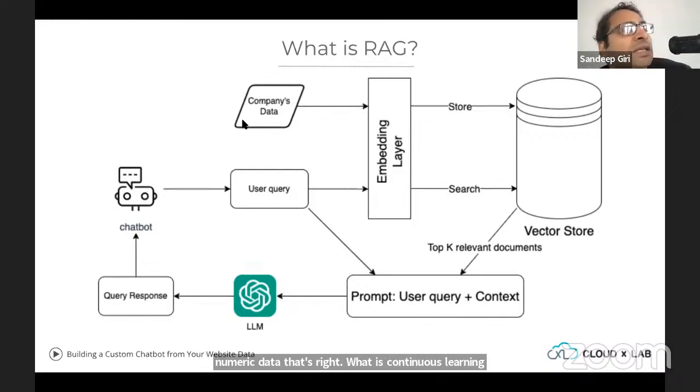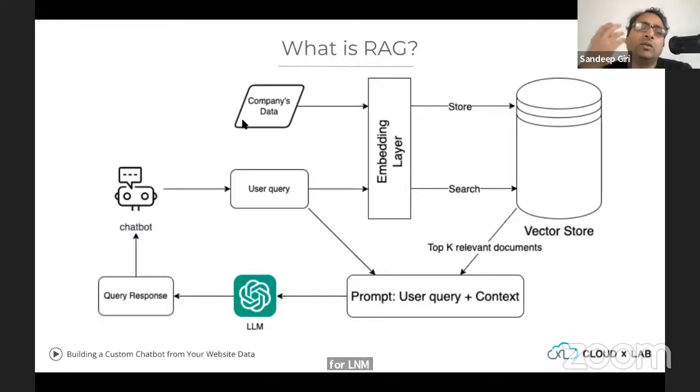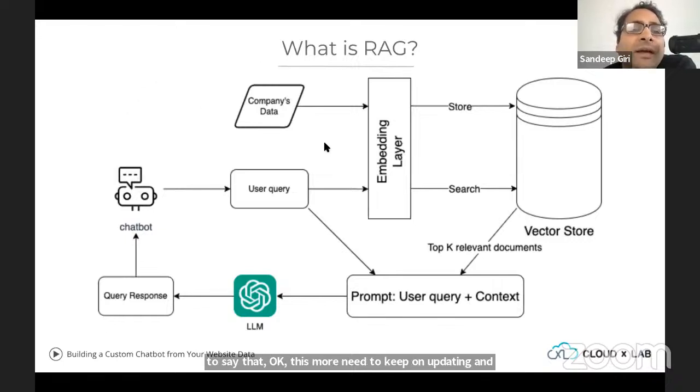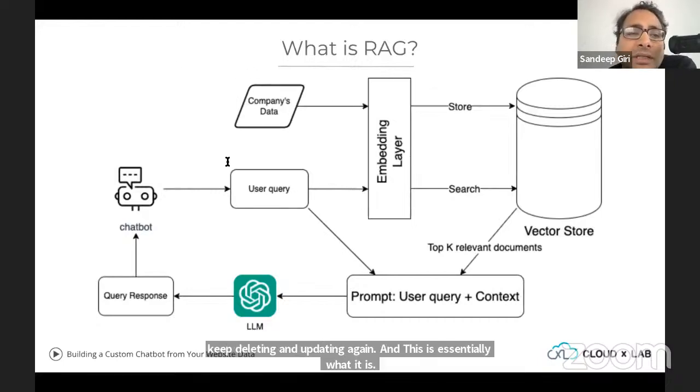When I say continuous learning, let's say you want to say that this model needs to keep on updating. So here we have to continuously keep on getting the company's data. Also, when this company's data changes, you have to keep deleting and updating again. And this is essentially what is called continuous integration here.